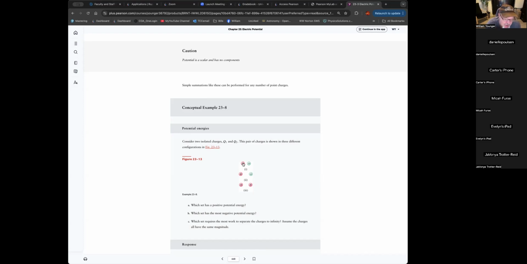So which set has the positive potential energy? We already answered: it's III, R3. Which set has the most negative potential energy? That's I, R1. And which set requires the most work to separate charges to infinity?